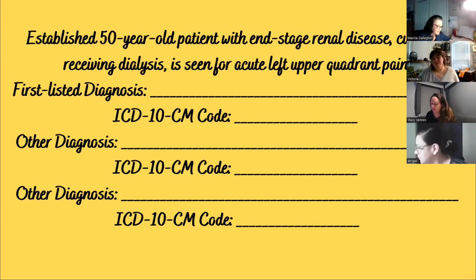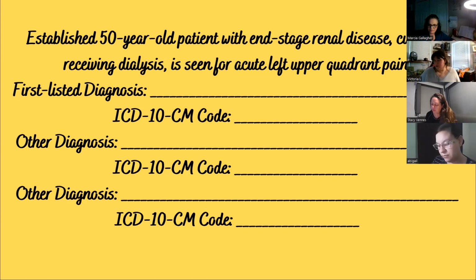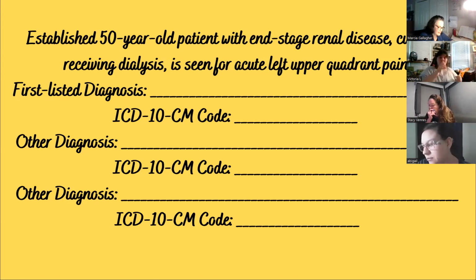All right, so do you guys see R10.1? What is that in front of that? A red stop sign. And what does a stop sign mean? Look further. Yeah. Okay. So we're looking for R10.12 and it's right underneath there. Stacy, can you tell us what that says? Left upper quadrant pain. And that's exactly what we're looking for, right?